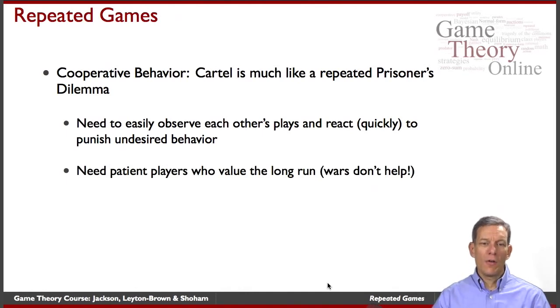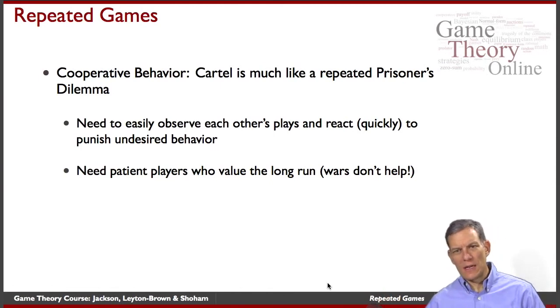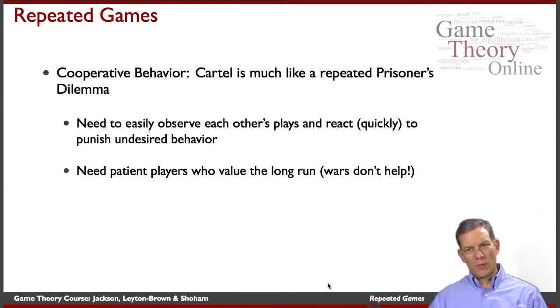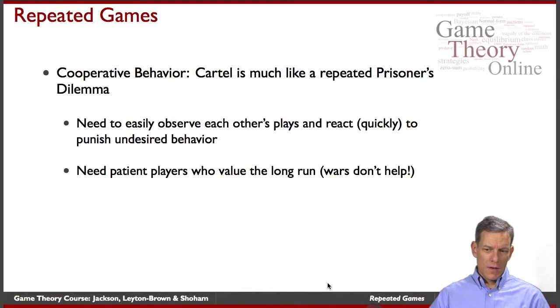You also need to care about the future. If you stop caring about the future and only care about today, then it's very tempting for one of these countries just to say, okay, forget the agreement. I'm just pumping as much as I can today. The price is very high. I'm going to grab what I can. And wars certainly didn't help this. If you have a war, you need cash up front. You're going to want to pump much more oil, and that makes it much more difficult to abide by the cartel agreement.